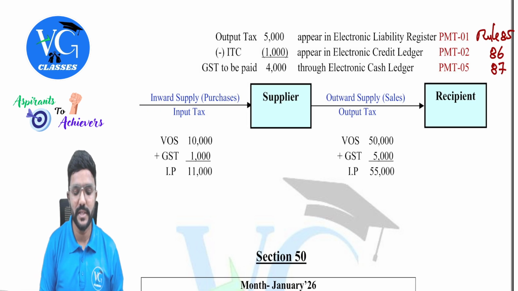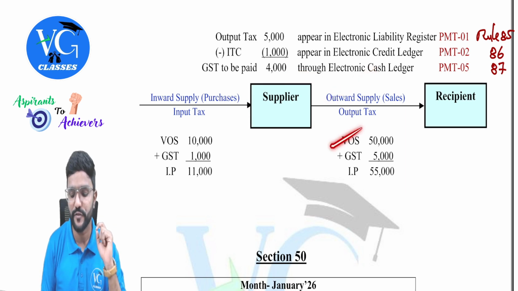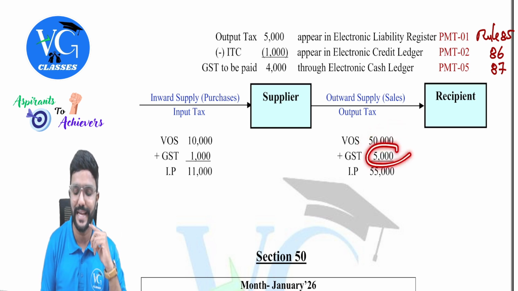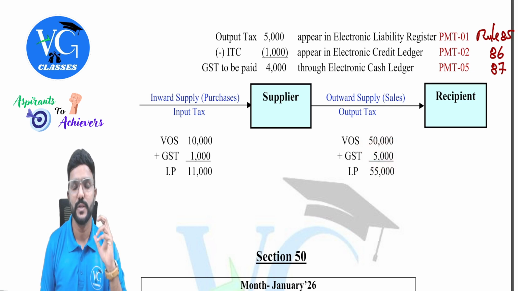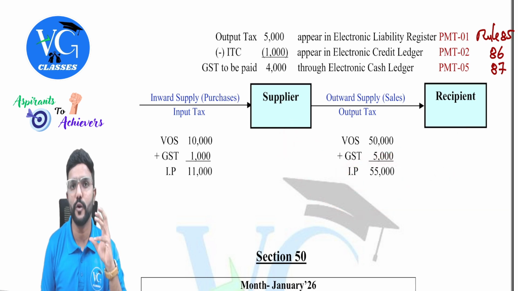Assume there is a registered person who is making an outward supply for which the value of supply as per section 15 is 50,000. On that, 10% GST is applicable, so the output tax is 5,000. So totally how much will he collect from the recipient? 55,000, out of which 5,000 is output tax, guys.